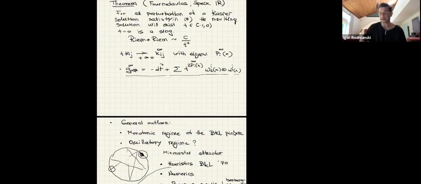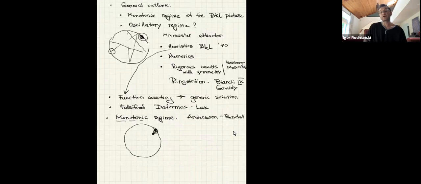And that's exactly what Anderson and Randall did. This way, they produced examples of solutions which are different from Kasner, but close to Kasner, so examples of generalized Kasner solutions, but they did not prove their stability. And there are a few other results in the same direction that I'm not going to be able to mention.